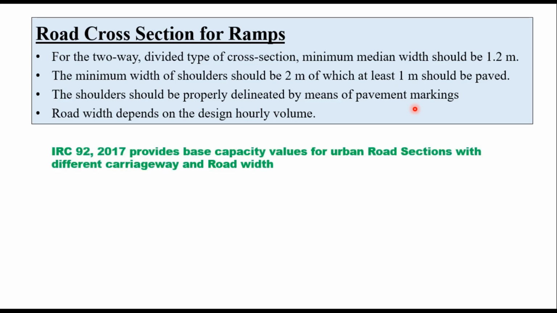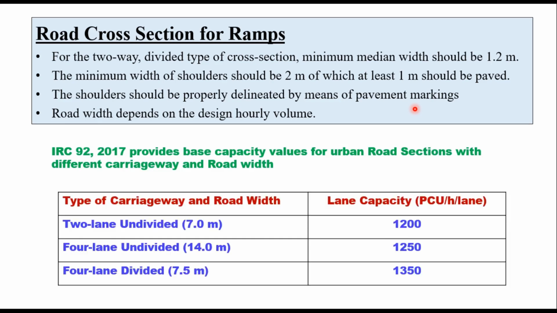road width depends upon the design hourly volume. IRC 92 provides base capacity values for urban road sections with different categories of road width. For example, for two-lane undivided carriageway, it is 1200 PCU per hour per lane, and for four-lane divided, it is 1350 PCU per hour per lane. Similarly, the capacity values are given for six-lane and eight-lane divided carriageway also.